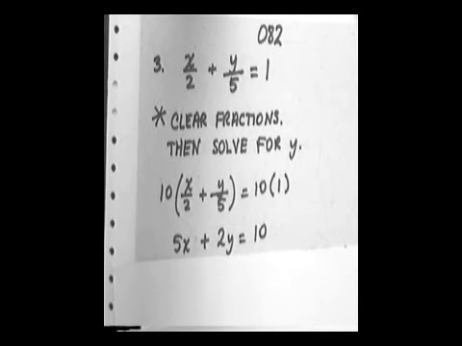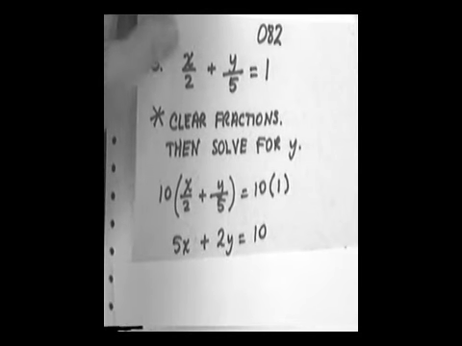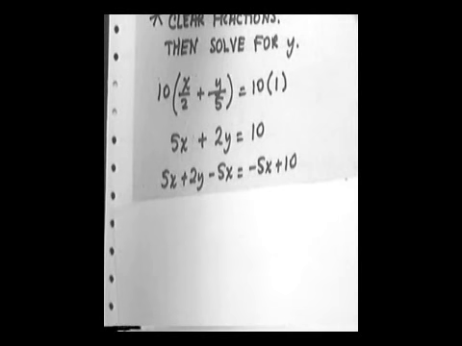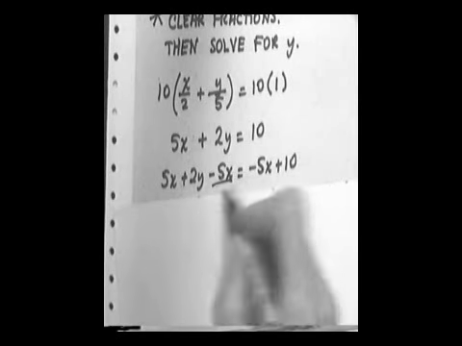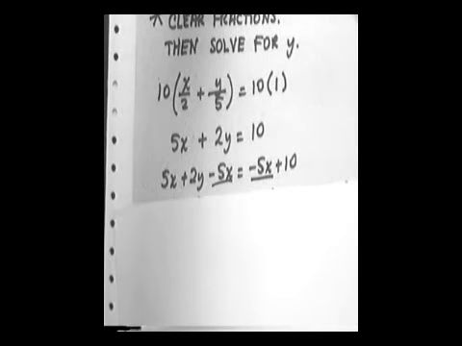So we have cleared the fractions. No more fractions. Then we solve for y. We'll get y by itself by removing the 5x from both sides of the equation. We do so by adding its opposite or subtracting 5x. So we get 5x plus 2y subtract 5x equals negative 5x plus 10. Notice that in this one, as in the preceding example, subtract 5x or add negative 5x is written on both sides.